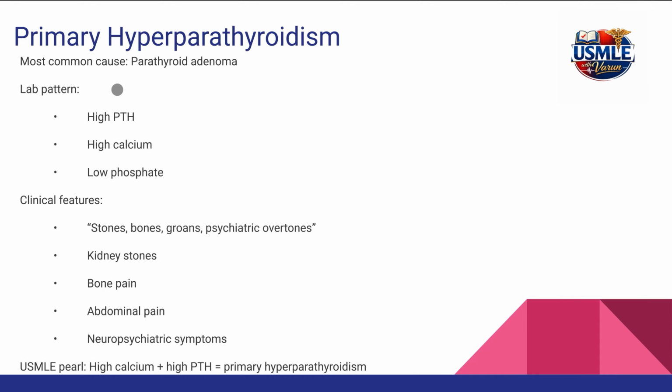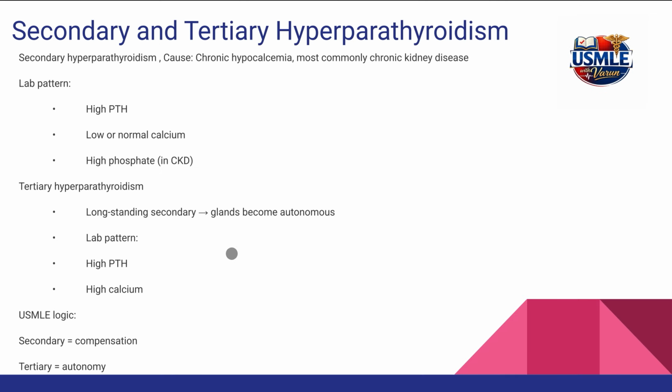Primary hyperparathyroidism is most commonly due to adenoma. The laboratory pattern shows high PTH, high calcium, and low phosphate. Always, when we think about hyperparathyroidism, we need to think of a phrase: stones, bones, groans, and psychiatric overtones. Stones are kidney stones, bones is bone pain, groans is abdominal pain, and psychiatric overtones are neuropsychiatric symptoms. So the clinical features of primary hyperparathyroidism include stones, bones, groans, and psychiatric overtones.